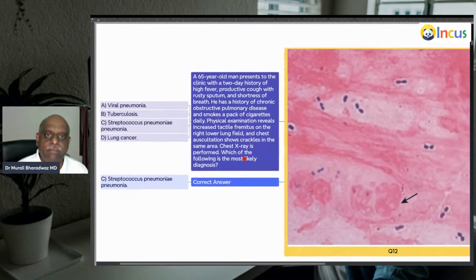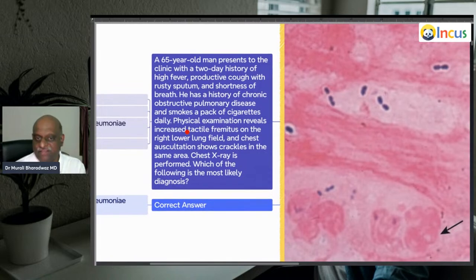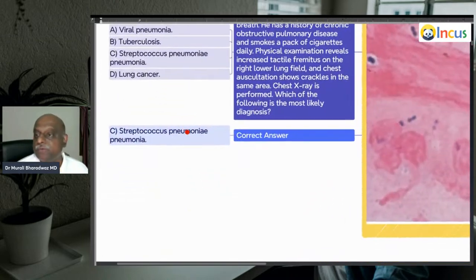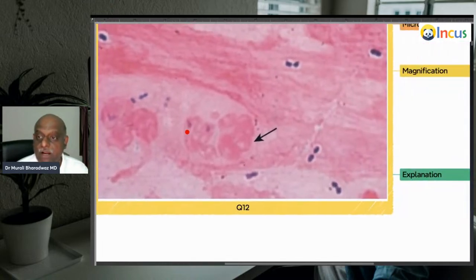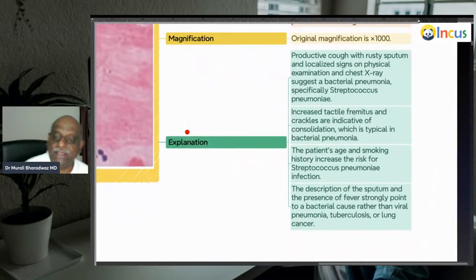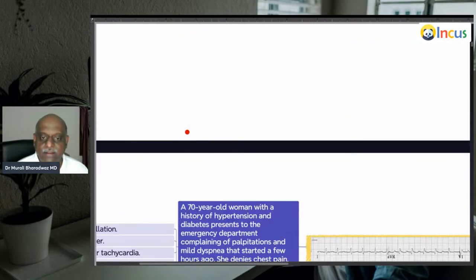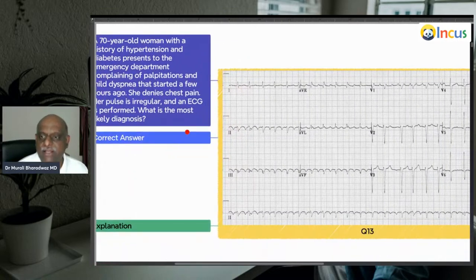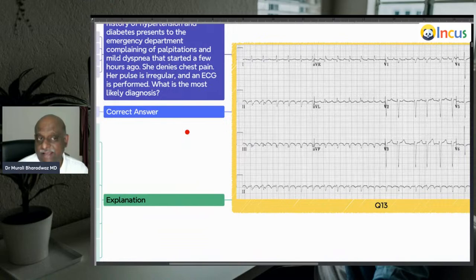A 65-year-old man presents with a 2-day history of high fever, productive cough, and rusty sputum. He smokes a pack of cigarettes every day. There's increased tactile fremitus in his right lower lobe. So it is a lobar pneumonia, which is typically caused by Streptococcus pneumoniae, is what you need to remember. Streptococcus pneumoniae.